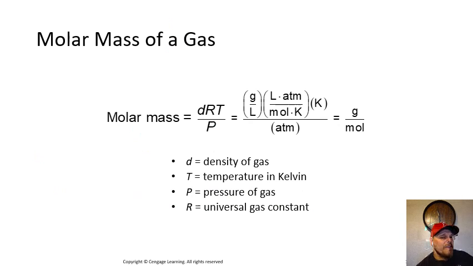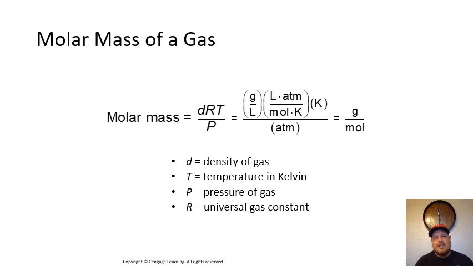So here is another use of the ideal gas law. We can use the ideal gas law to find the molar mass of an object. Now, most of the time we're not going to be finding the molar mass, but it does allow us to use molar mass to find things like density, temperature, or even the pressure of a gas. So molar mass is equal to the density times the universal gas constant times temperature, divided by pressure, which is going to give us grams per mole, which is molar mass. So we can use all the information that we have here to solve for molar mass.